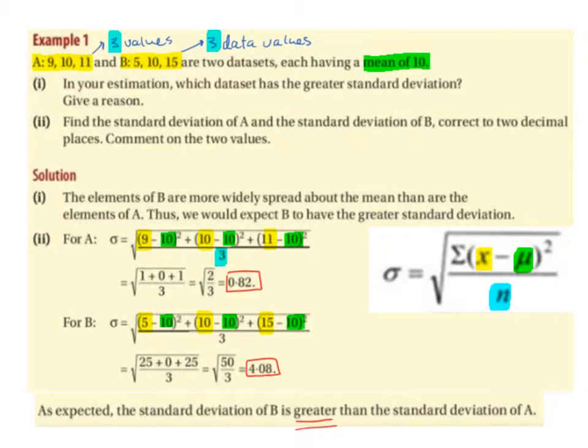9 minus 10 is minus 1 squared is 1. 10 minus 10 is 0, 0 squared is 0. 11 minus 10 is 1, 1 squared is 1. 1 plus 0 plus 1 is 2. So we get root 2 over 3, which is 0.82.